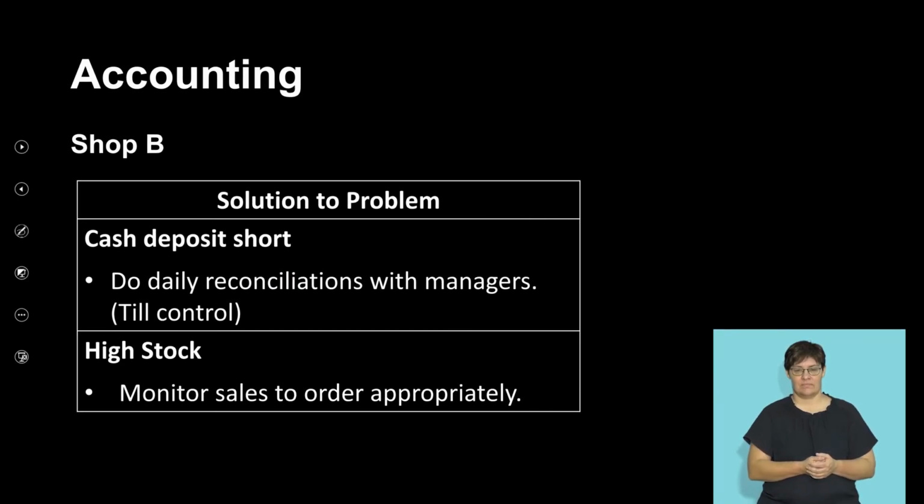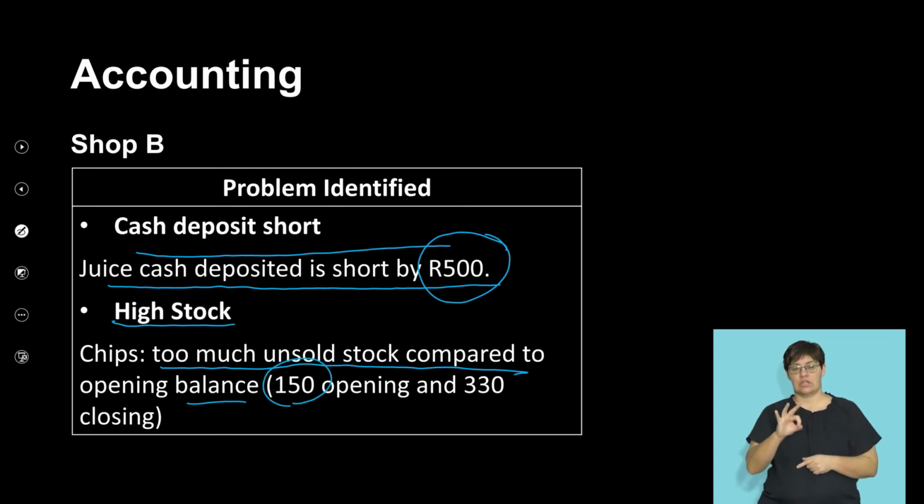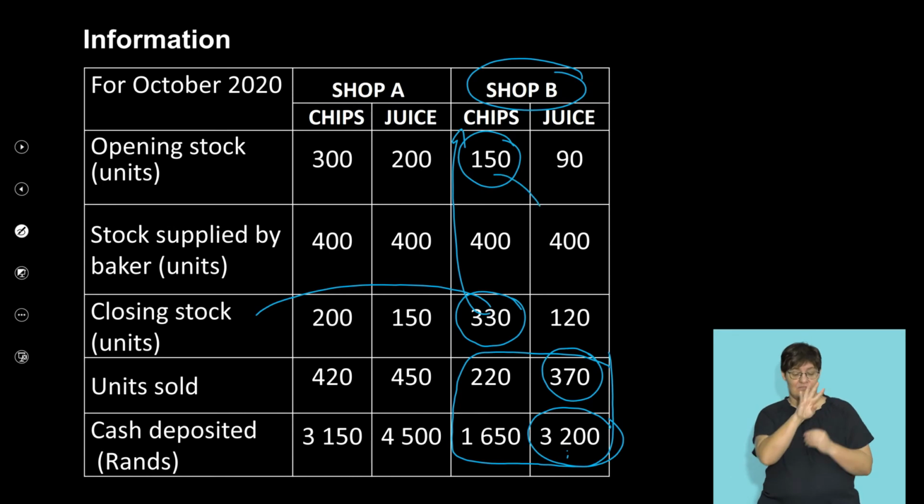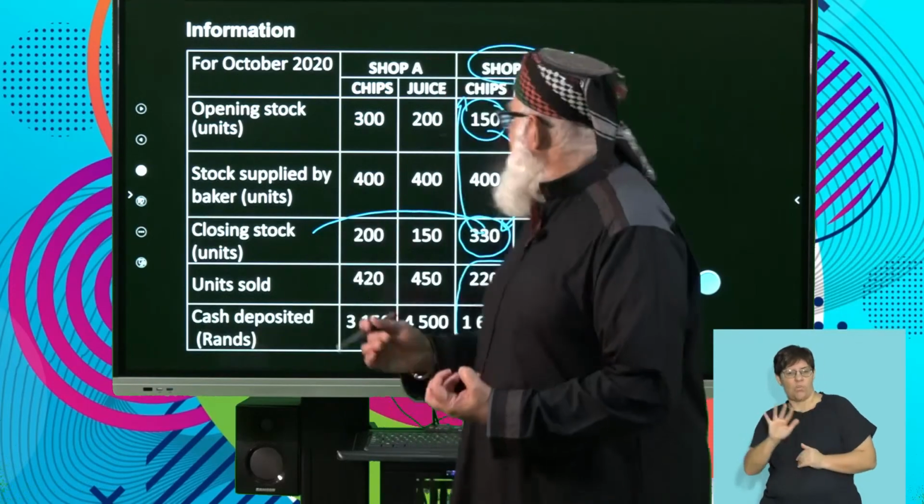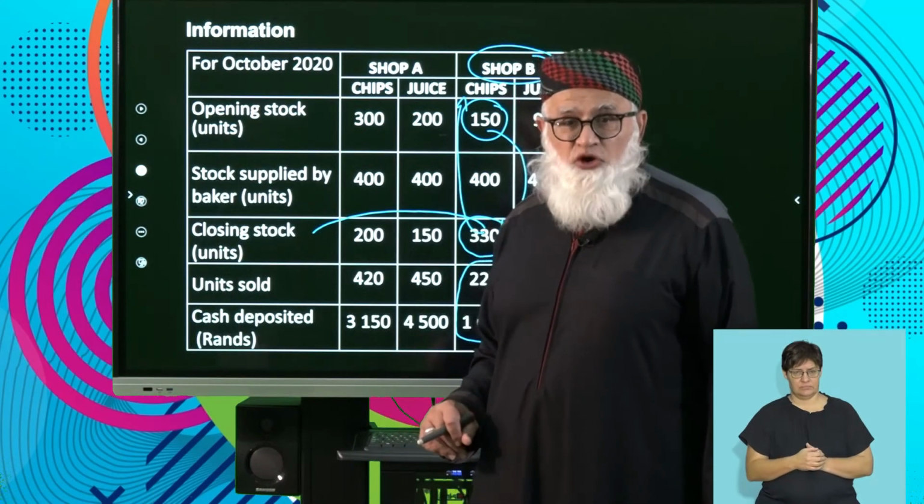So, with regards to the chips, too much unsold stock compared to the opening balance. You had 150 in your opening balance and 330 as your closing balance. Let's look at it here. Clearly we can see. Watch. You had 150 in your opening balance, and if you compare that to your closing balance, clearly 330. You'd expect it to be more or less the same as your opening balance. Why? Because if you started with 150 units of the chips, surely you should end with more or less the same amount, but this is almost double that amount of stock that you are left over with.